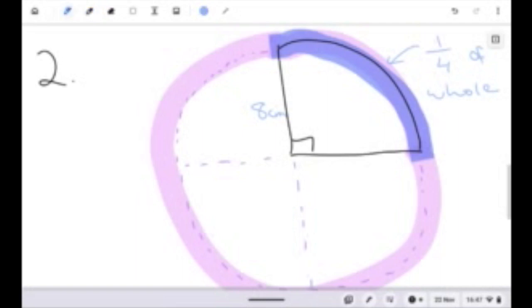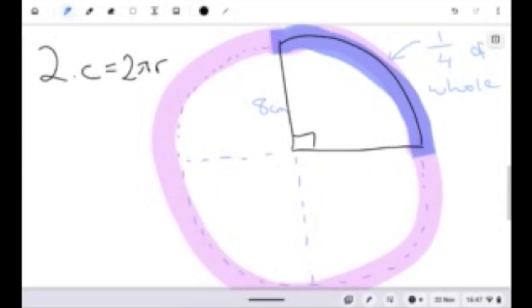So my circumference, I know the formula for that. Because I'm given a radius here, let's write that as 2 pi r. And my arc length, let's call that AL, is going to be 1/4 of 2 pi r, or 2 pi r divided by 4. We can do this in the same way, but I'm just going to multiply it by 1/4. I'm taking 1/4 lots of 2 pi r.